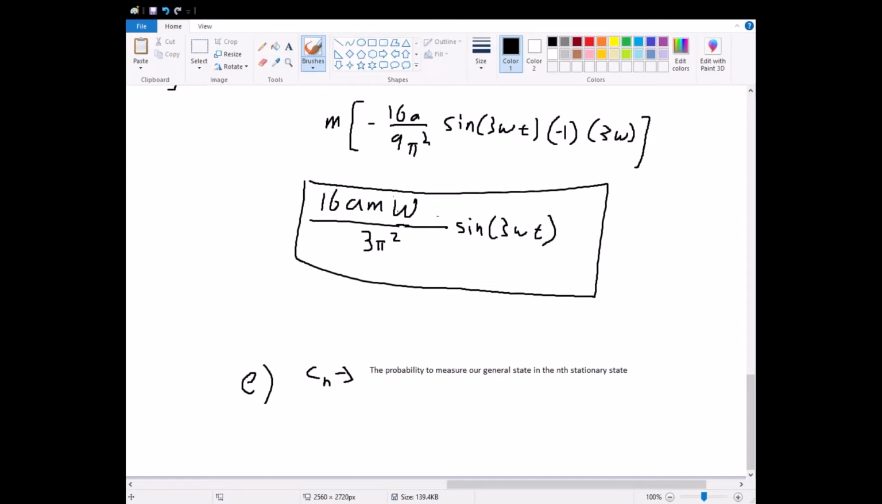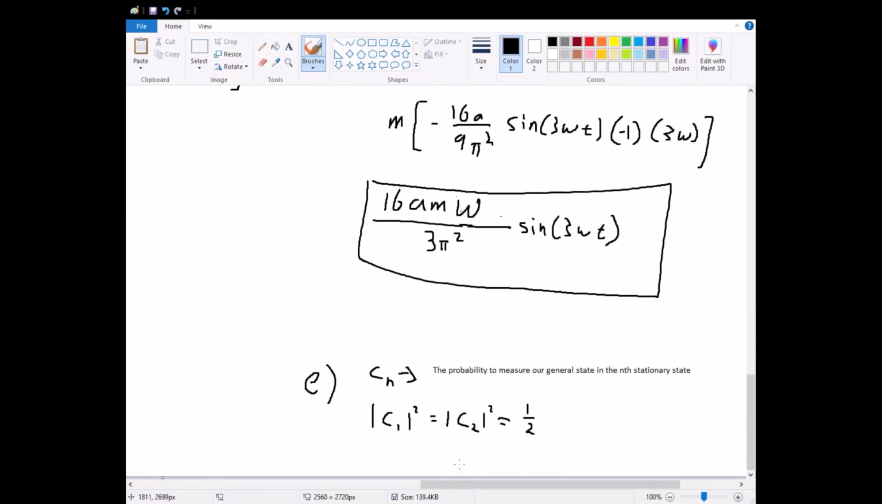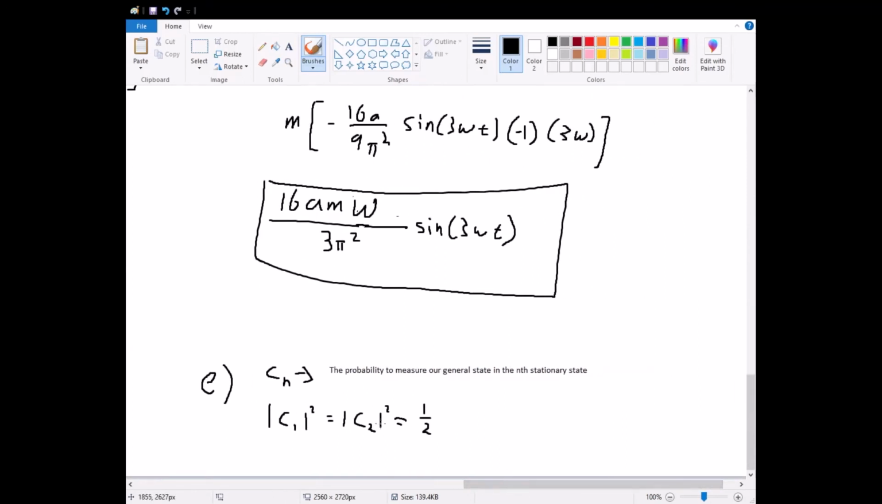But if we do simply take this as true, we already know that magnitude C1 squared equals magnitude C2 squared, and they both equal 1/2. So evidently, for this given system, psi of x, comma 0 equals A times psi 1 of x plus psi 2 of x. For this given system, at time equals 0, if we measure it, there's an equal probability of the system collapsing into the stationary n equals 1 state or the stationary n equals 2 state.